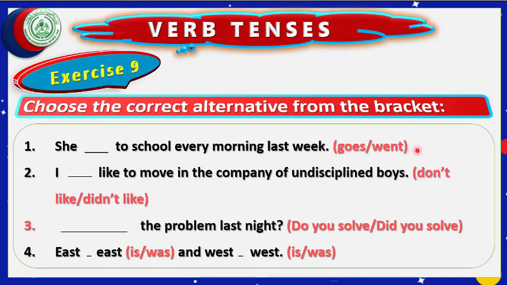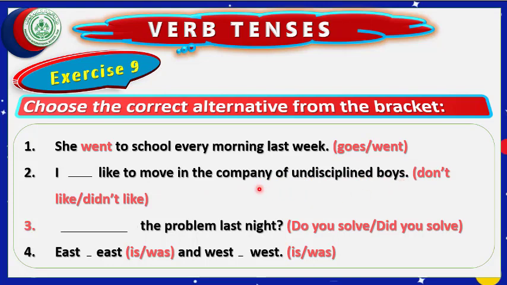Second form of the verb is given here, went. Therefore, it will be completed like this. She went to school every morning last week. Let us move to the next. I dash like to move in the company of undisciplined boys.